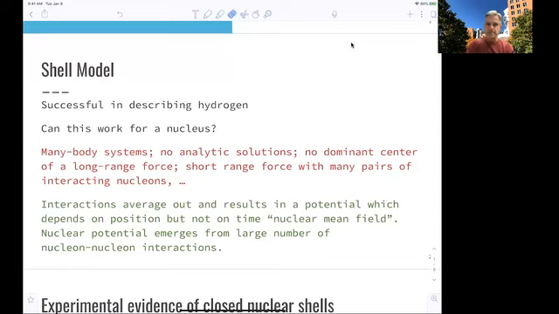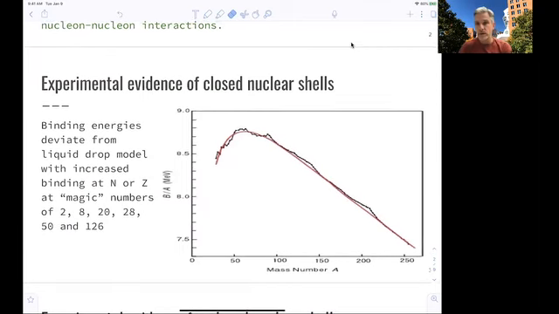On the other hand, the interactions kind of average out and result in a potential which depends only on the position, but not on the timing of the nucleons. And that leads us then to what we call a nuclear mean field. So on average, our proton and our neutron inside the nucleus sees a specific potential, and we can then parameterize this potential with a harmonic oscillator, and use that model in order to describe our nucleus. So this works actually surprisingly well, but before we go there, we look at experimental evidence for closed nuclear shells.